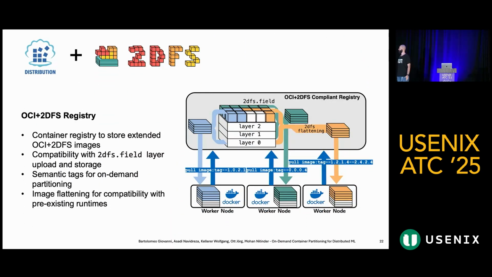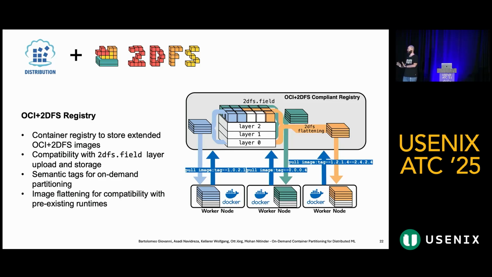Okay, now we know how to build this stuff, but how do we distribute this? Because again, we wanted to make this fully compatible with pre-existing runtimes. So we actually needed to change a little bit the way the container registry works. We started from the official OCI distribution spec registry, and we simply added compatibility with, first of all, this 2DFS layer, this new layer type. And then we added this layer flattening capability.